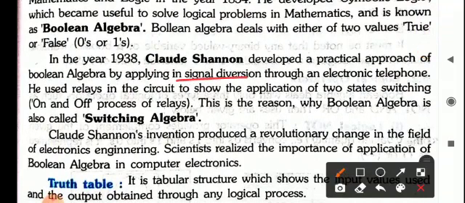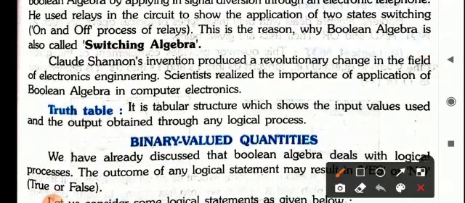Now in the year 1938, Claude Shannon developed a practical approach of Boolean algebra by applying it in signal diversion through an electronic telephone. He used relays in the circuit to show the application of the two-state switching on and off process of relays, and this is the reason why Boolean algebra is also called switching algebra. It produced a revolutionary change in the field of electronics engineering. Scientists realized the importance of Boolean algebra in computer electronics.